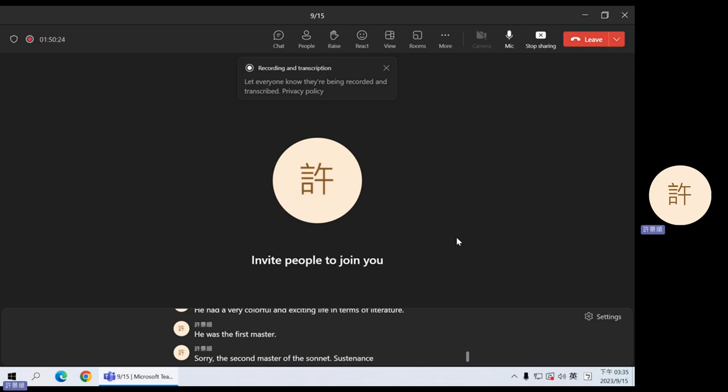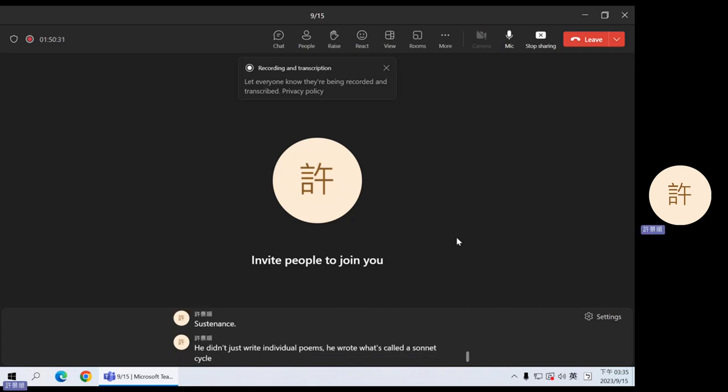He didn't just write individual poems. He wrote what's called a sonnet cycle, 桑赖诗的系列诗. And so each poem is about a similar idea, and put together, they kind of tell a story. The story of his collection. Let's see.